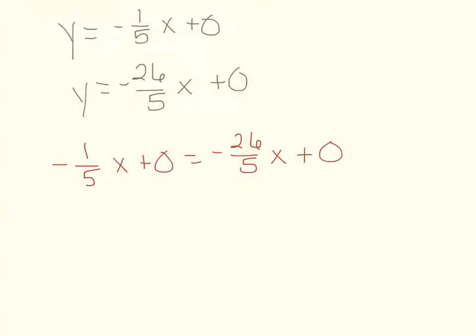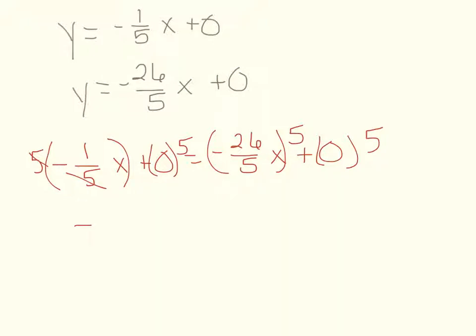Okay, now, since we have fractions, look at the denominators. In this case, the only denominator is a 5. So multiply every term by 5. And that's going to cancel your denominator, leave you with negative x plus 0, which I'm not going to write. And then those 5's cancel, so negative 26x. Again, I'm not going to put plus 0.